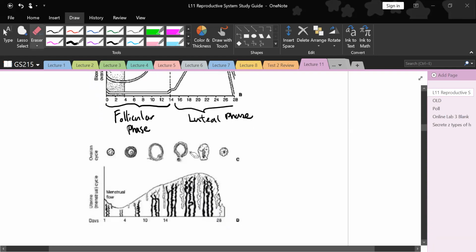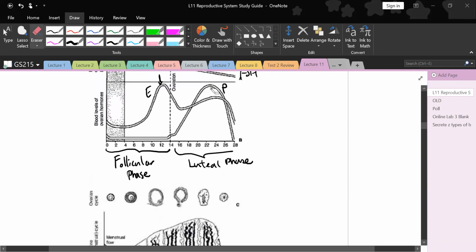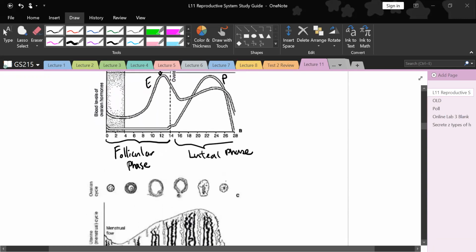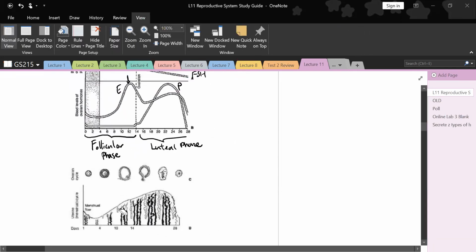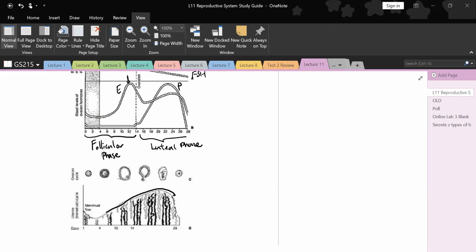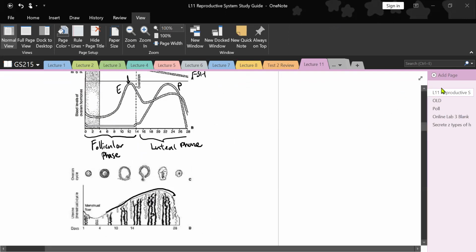Here you can see the corpus luteum. When it's fully formed, that's when you have the peak in progesterone. The thickness of the endometrium, which is what this picture is showing, is directly related to how much estrogen and progesterone you have. At the peak of the progesterone level, you have the thickest endometrium. But if there's no pregnancy, the corpus luteum breaks down, progesterone drops, and then the menses begin. That is that.